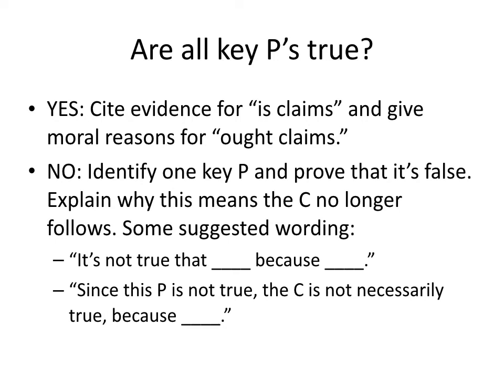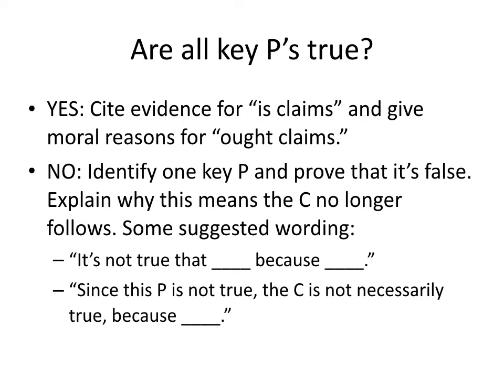Okay, so after you have talked about the one key premise that you think fails and why it fails, then you need to explain why this means that the conclusion no longer follows, or the conclusion is now not necessarily true. I have some suggested wording, and these are like templates again. You can use them, you don't have to, but you can use something like, "It's not true that blank," where you would state the premise that you're targeting in that blank, "because blank." And in that second blank, you give the reasons why that targeted premise should not be considered true.